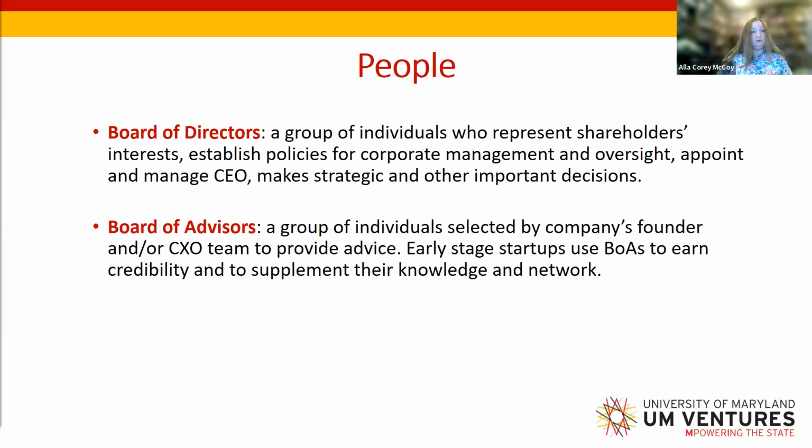Now, there are also company boards, board of directors and board of advisors. Board of directors are basically people who supervise and manage the CEO. They have fiduciary responsibility to the company, and they represent shareholders' interests, make strategic and other important decisions. Board of advisors do not have fiduciary responsibility, and they are a group of individuals selected by company's founder or management team to provide advice. Early stage companies usually use board of advisors to earn credibility and to supplement their knowledge and network. Both board of directors and board of advisors are compensated either through cash or some equity in the company.